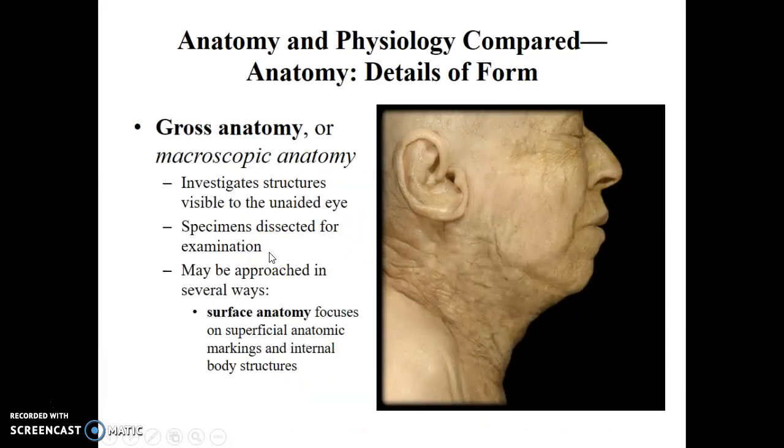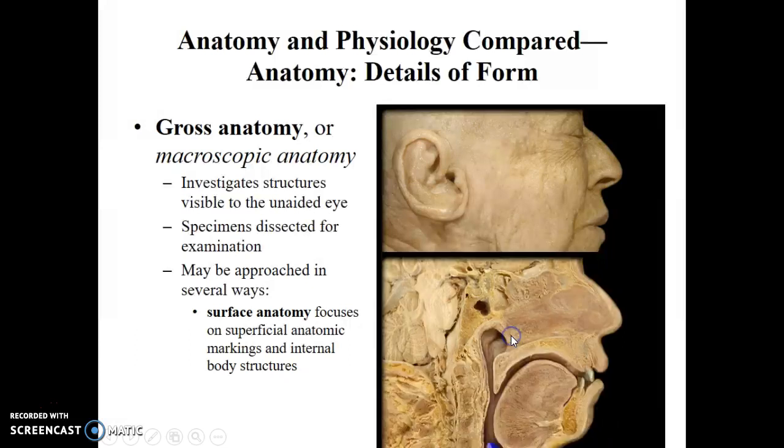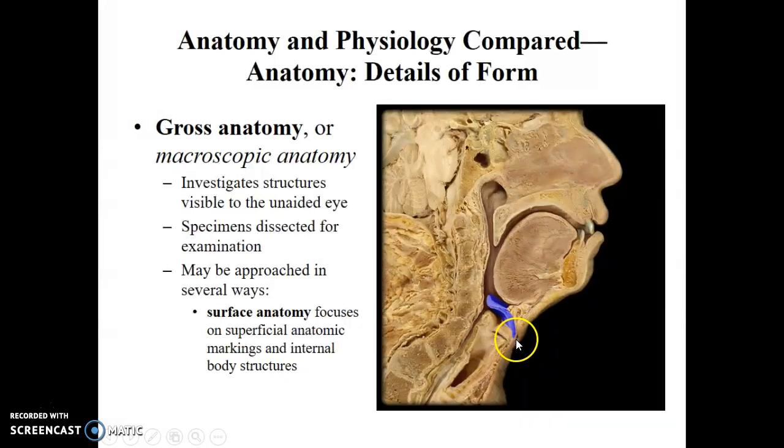Macroscopic anatomy can also be studied as surface anatomy. So surface anatomy looks at a specific surface, and you can feel the structures, and then you can identify internal regions. So here is where the larynx is located, in the throat. And you can feel the larynx if you're touching your throat. You can feel a little bump, and that's where that larynx is.